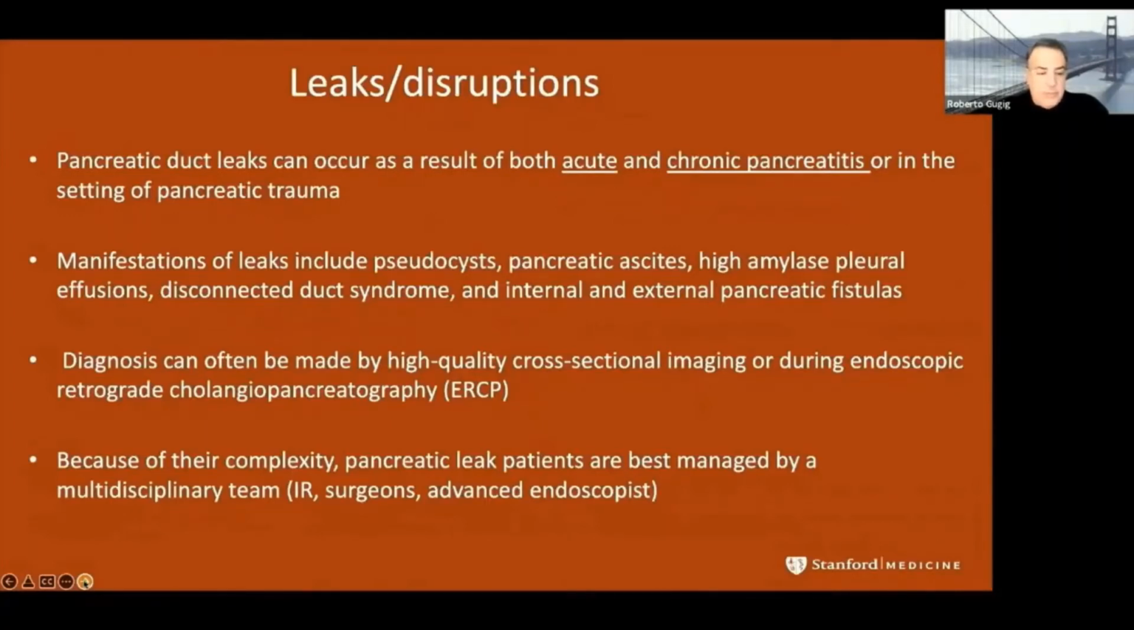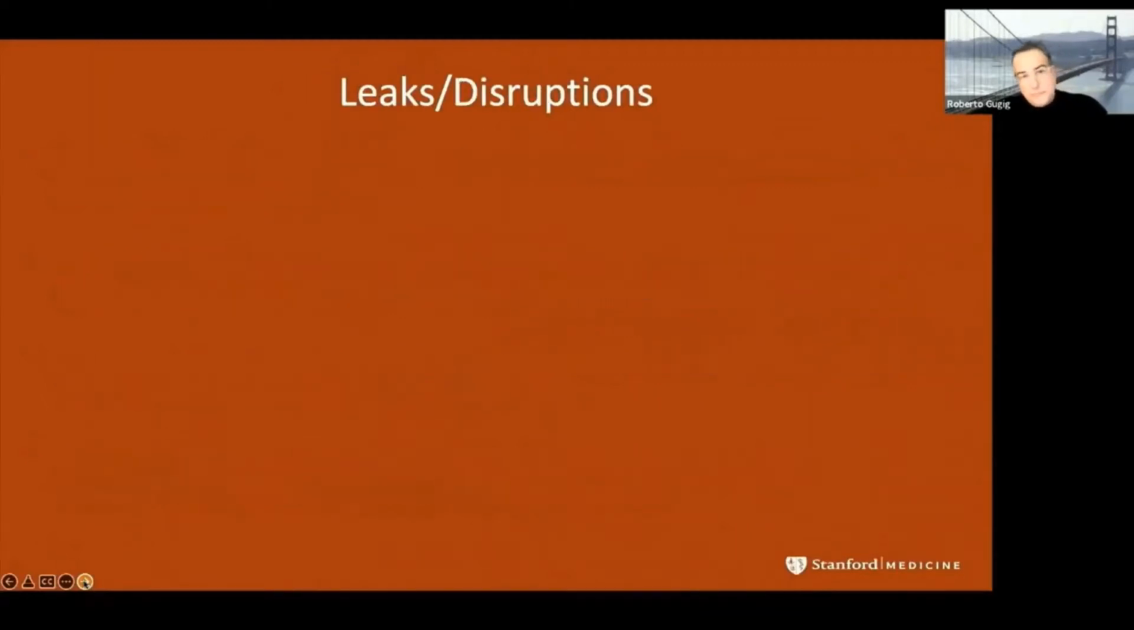I will repeat myself many times saying that these patients are complex and should be managed not only by an advanced endoscopist, but we should talk to the IR, the surgeons, the pain team, in addition to all the other people that are taking care of this patient on the floor and as an outpatient. So do we intervene when we find a leak? And if so, when do we intervene?